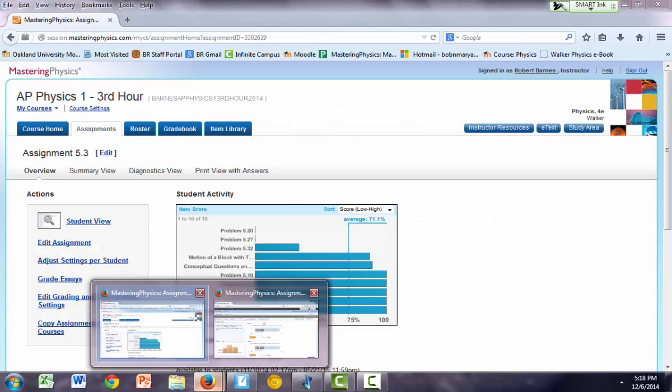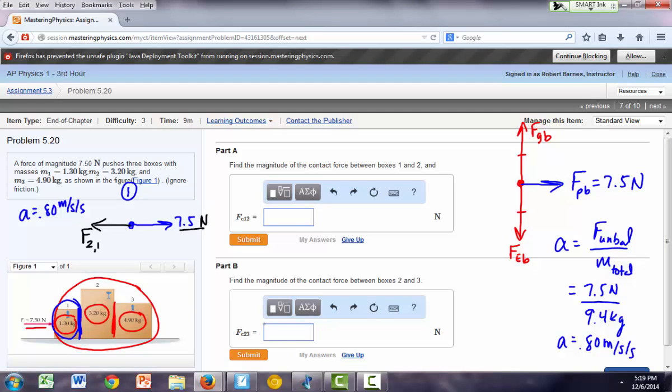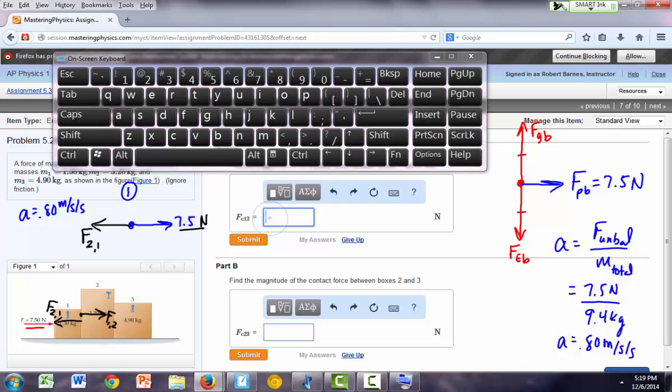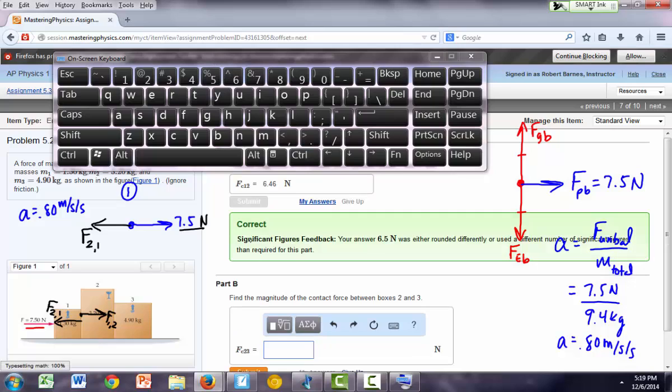Whatever force box 1 is pushing on box 2, or I'm sorry, the other way around. This was box 2 on 1. Whatever force box 2 is pushing on box 1, I know that the third law pair to that is 1 on 2. So it's 6.5 newtons is the contact force either way. So I'm going to go ahead and type that in and see how we did. Okay. Oh, I guess they wanted 3.